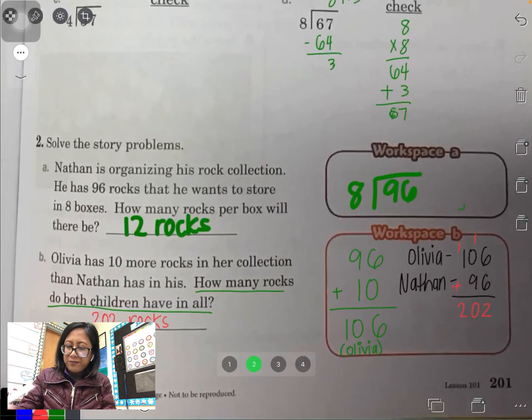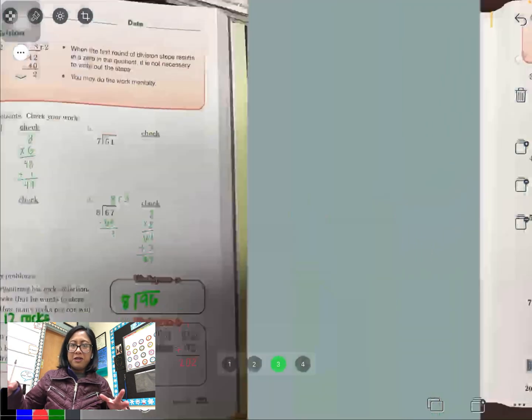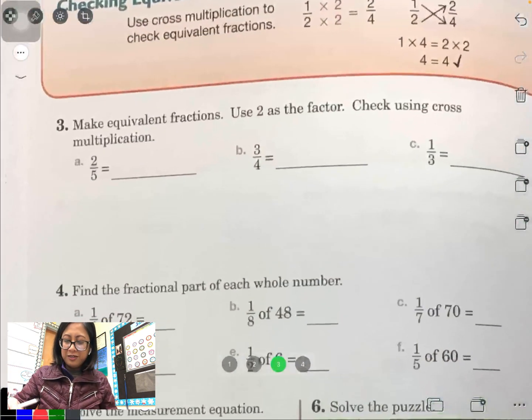Okay? So this is a lot of level 4 thinking. We broke it apart. We did it in different steps. That's level 4. When you have so much information, you've got to break it apart to do it in different steps and different methods. Okay.